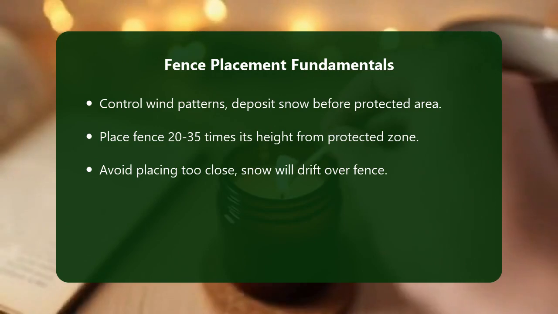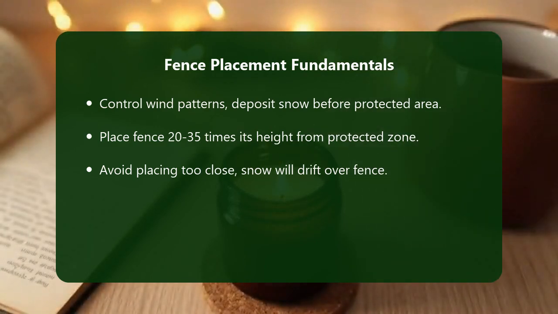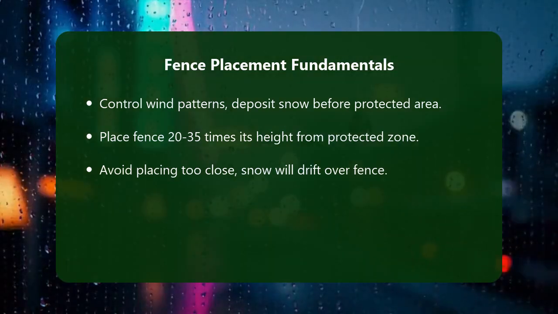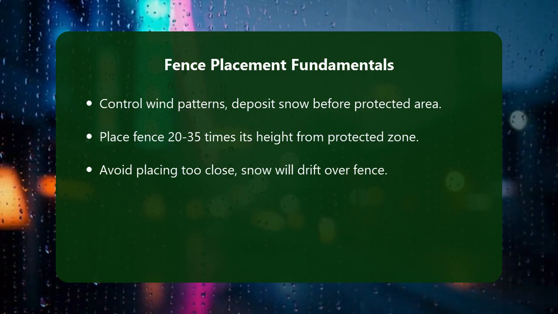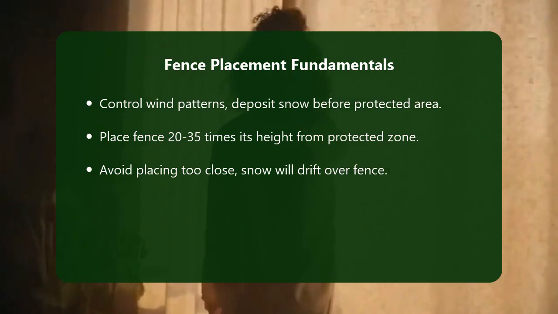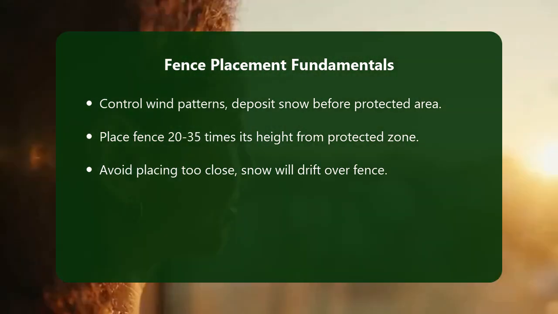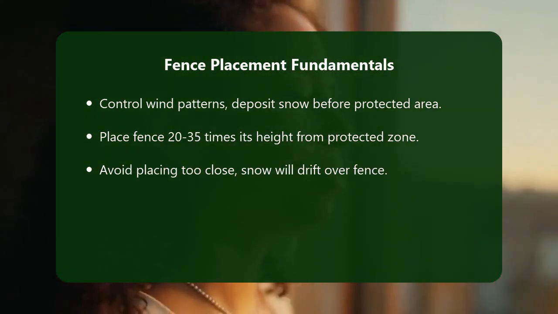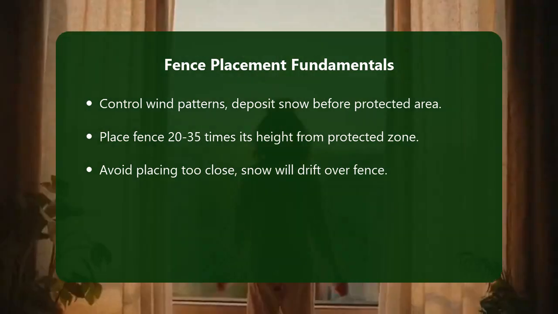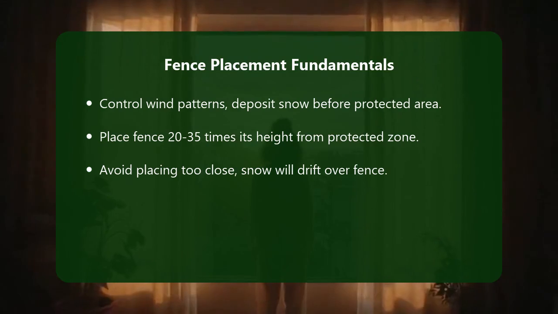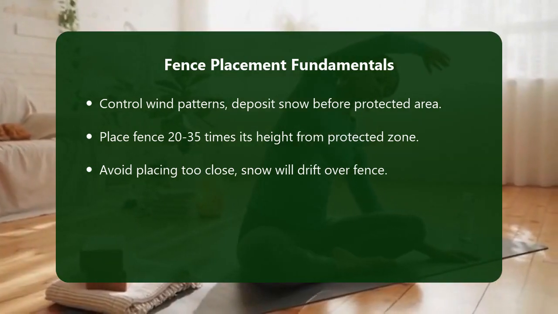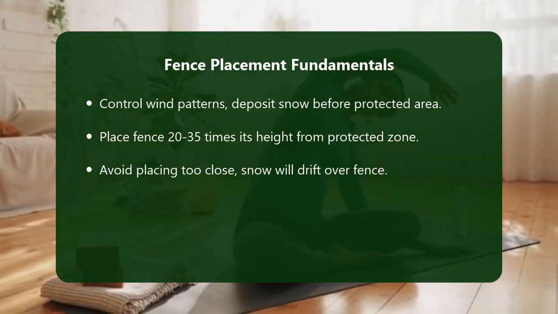The most critical factor is the distance from the protected area. A common guideline suggests placing the snow fence 20 to 35 times its height away from the area you wish to keep clear. For instance, a standard 6-foot-tall snow fence should ideally be positioned between 120 and 210 feet upwind from the roadway. Placing it too close is a common mistake. If it's too near, the wind will simply carry the snow over the fence and deposit it directly onto your protected zone, rendering the fence useless.